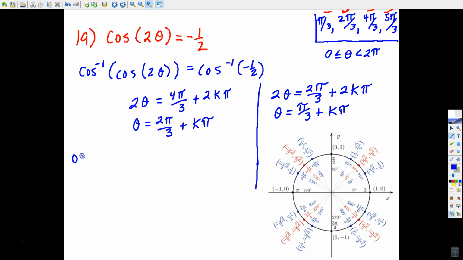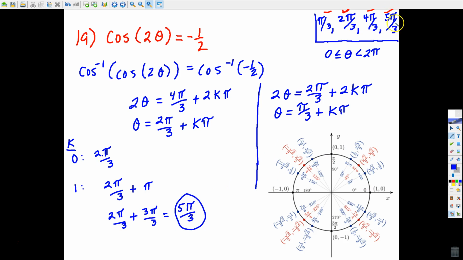Okay, so now we're going to do our inputs for k. We'll start over here with this one. If we let k be 0, let's put a little column here, k will be 0, then obviously this whole term becomes 0, and I'm left with 2 pi over 3. Okay, and if I let k be 1, then I'm going to have 2 pi over 3 plus 1 times pi, which is obviously just pi. All right, so we need a common denominator, which is going to be 3. 2 pi over 3 plus 3 pi over 3. And if I add these together, you get 5 pi over 3. And that does fall within this acceptable area. It's on the unit circle, and I already provided these answers ahead of time. So that's how we got 2 of our answers, 2 pi over 3 and 5 pi over 3.